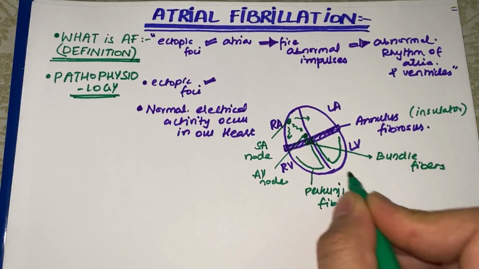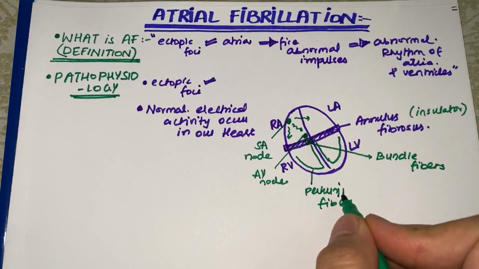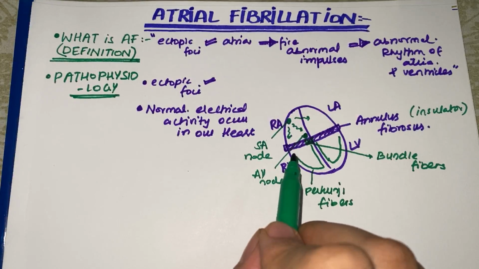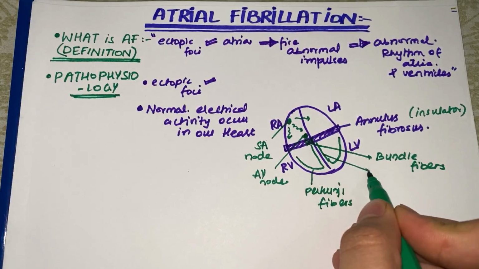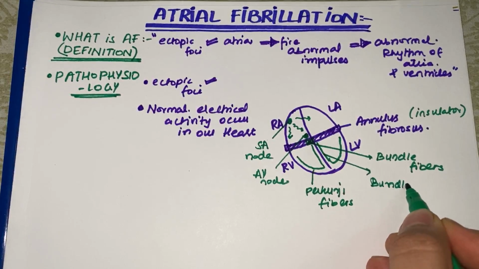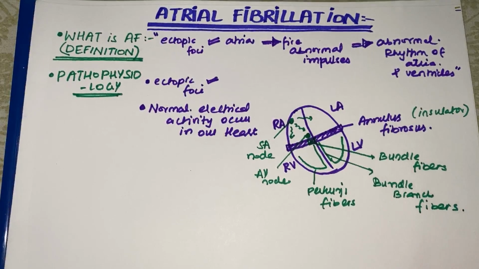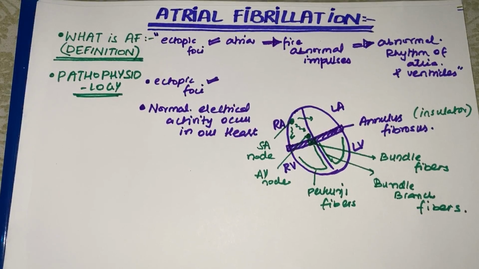And remember, these Purkinje fibers undergo the fastest conduction out of all these parts of the electrical activity of the heart. Okay, so this is our normal electrical activity.